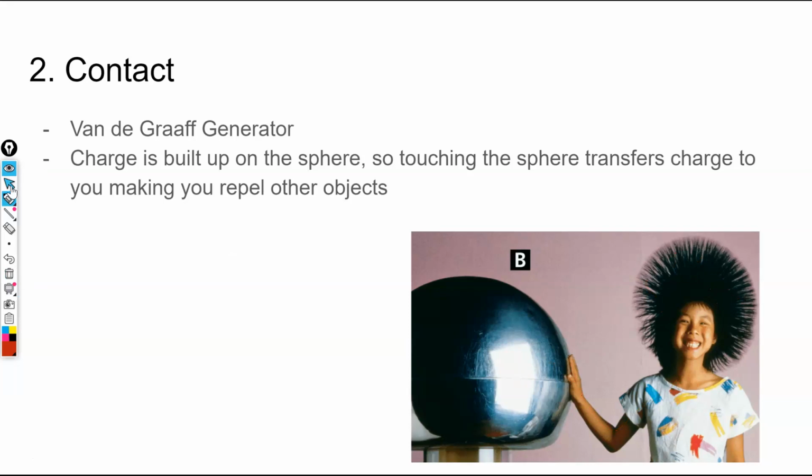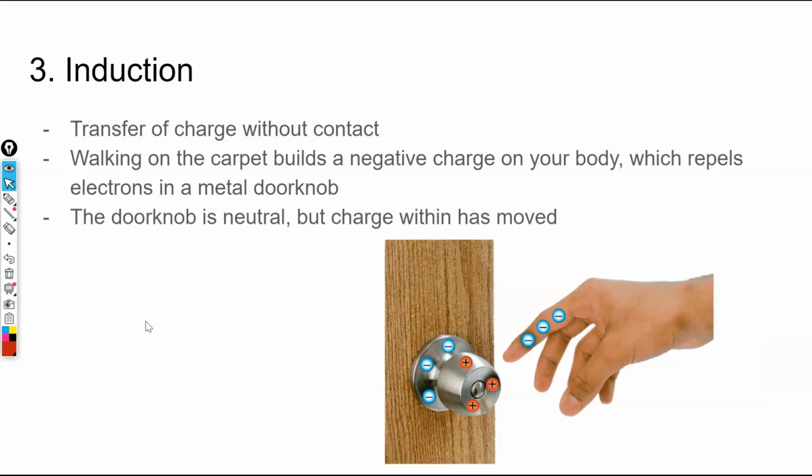And then the last way you can transfer charge is by induction. Transfer of charge without contact. This goes back to that carpet example I talked about, where if you walk on carpet, you build up a negative charge on your body, which repels electrons. Once you build up that negative charge in your body, almost before you even touch it, you feel a shock because that shock transfers from your finger to the doorknob, and that's where static discharge usually comes from. That's why you sometimes feel it before you even touch it, because the doorknob is neutral, but the charge within it has also moved.